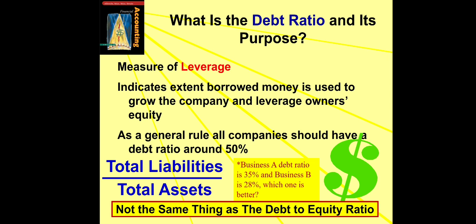Let's say your calculation is like this. Company C, the debt ratio is 52%. Company D, the debt ratio is 40%. So which one is better or good in terms of debt? Company D is better because company D debt ratio is lower compared to the company C.